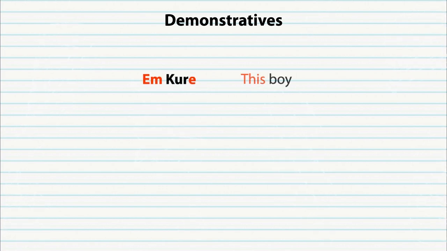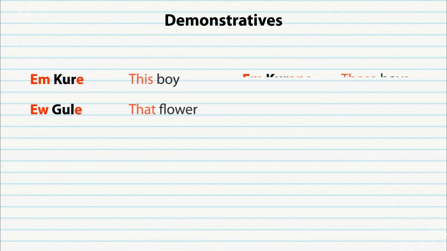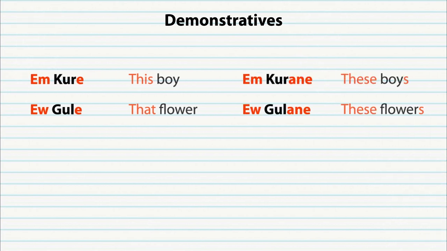Demonstrative. Demonstratives in Kurdish are made of two parts. For example, am kurra, aw gula. And for plural nouns, am kurana, aw gulana.